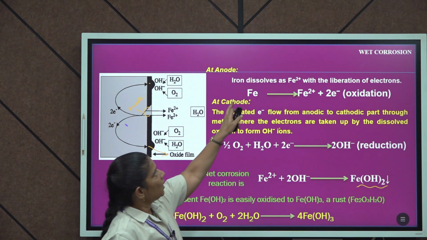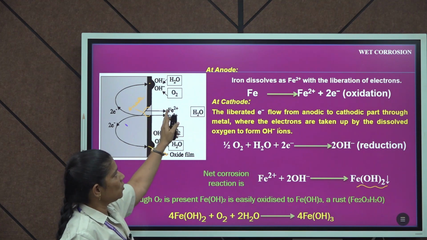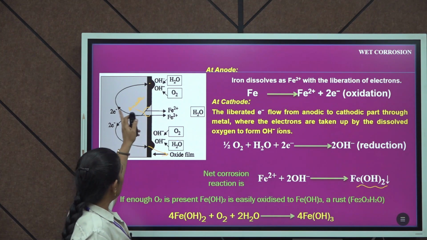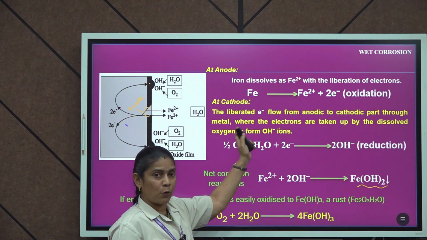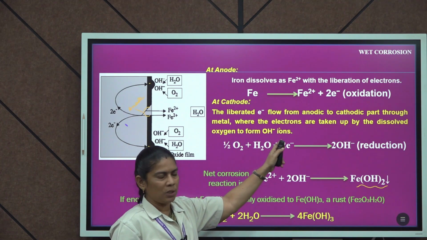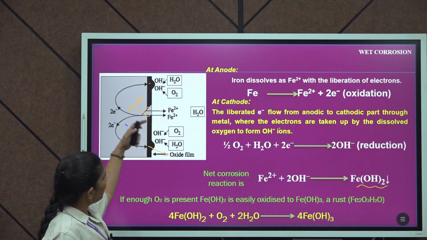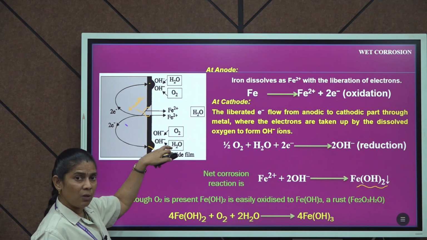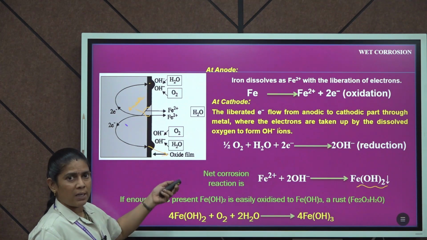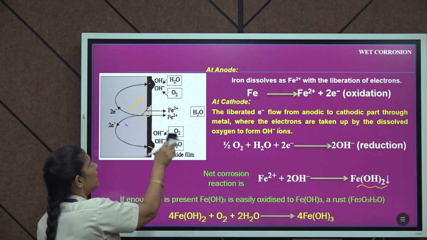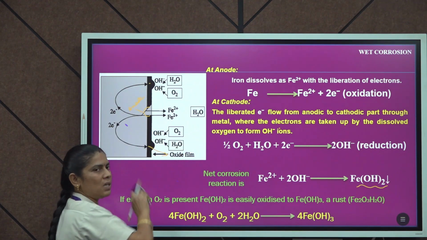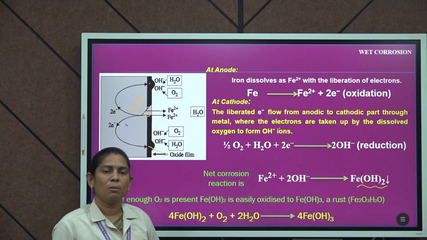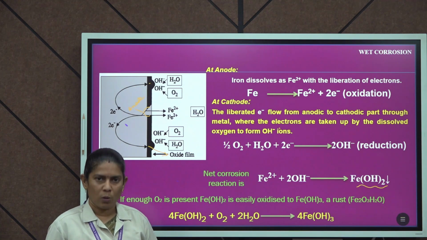Look at the reaction: iron dissolves. This iron piece dissolves and converts into Fe2 plus, oxidation occurs. At the cathodic part, the liberated electrons flow from the anodic part to the cathodic part through the metal, where the electrons are taken up by the dissolved oxygen, right. The oxygen dissolved in the water takes up the electrons released from the anode and forms OH minus ions. So, both the Fe2 plus and OH minus ions combine to form ferrous hydroxide, right.